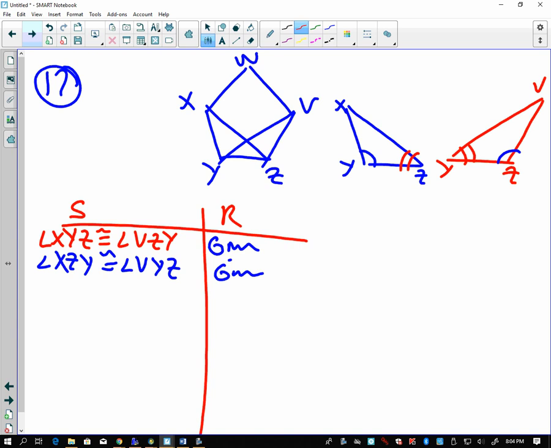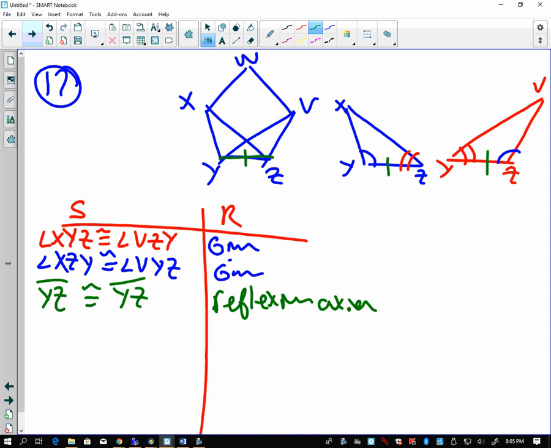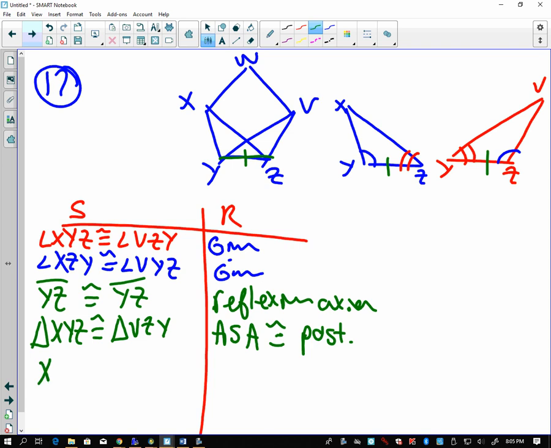All right, we want to write a two-column proof. What we're trying to prove is that XZ is congruent to VY. Now, the other thing a lot of people miss is that we can say YZ is congruent to YZ, and this is the reflexive axiom because this is shared. It's a shared link through here, so this is the same as that. Now I know that triangle XYZ is congruent to triangle VZY through the angle-side-angle congruency postulate. And because I know that, I know that XZ is congruent to VY through CPCTC. That's what we're looking for.